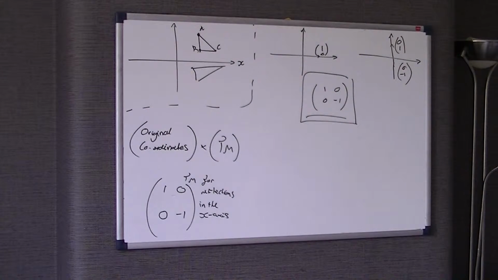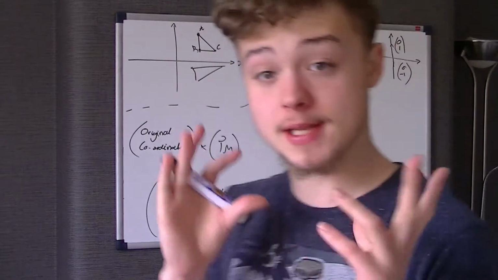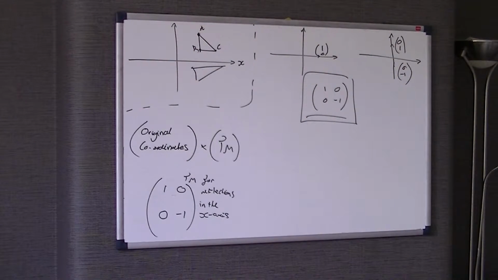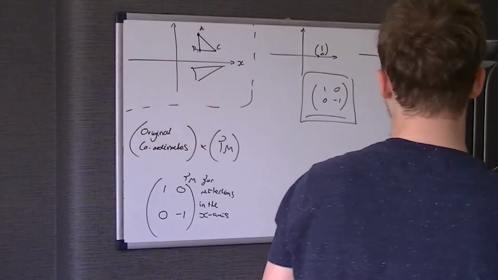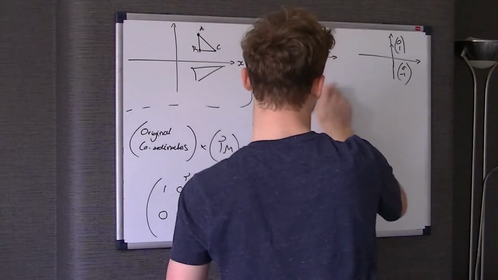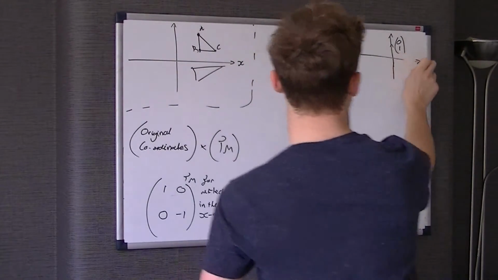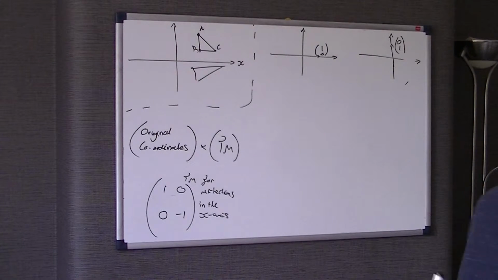Now we've done the x-axis, we need to do reflections for the y-axis. Using the same principle as what we've just done, we're going to split up the i and j unit base vectors to enable us to get this other transformation matrix, which is going to be for the y-axis. So we start with the same i and j unit base vectors.